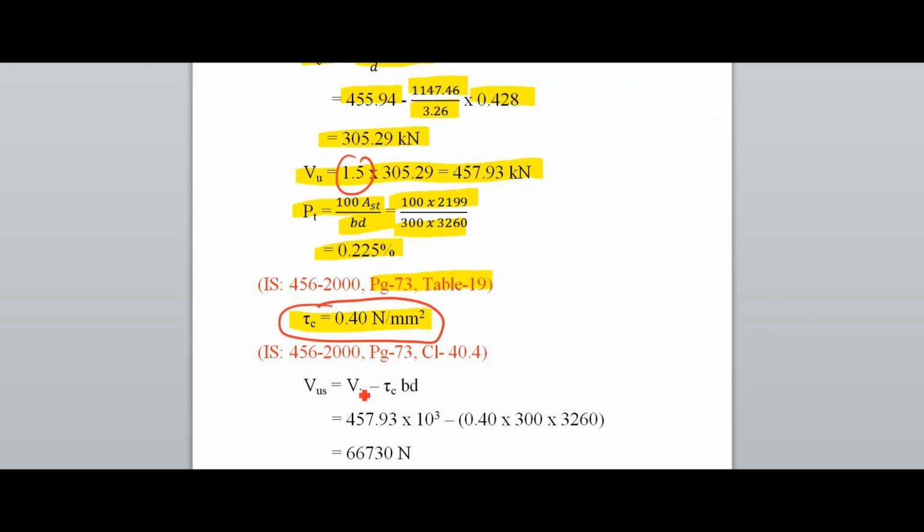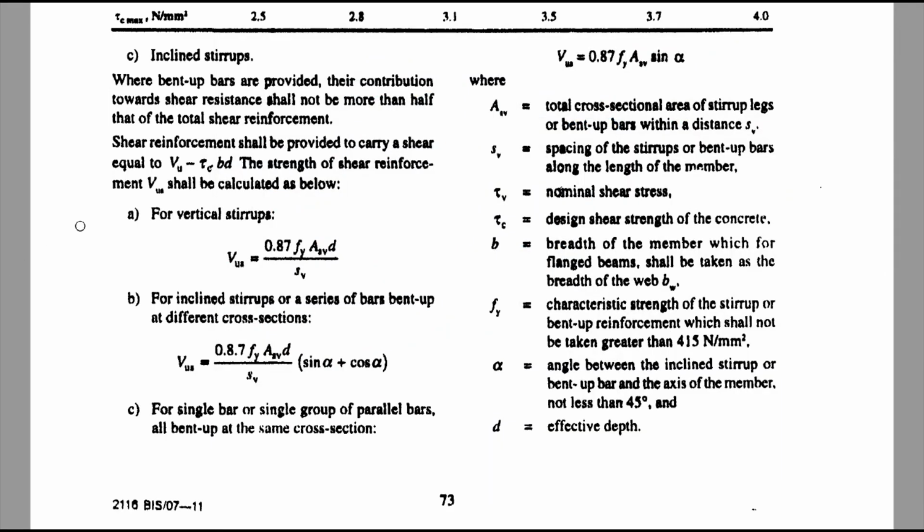Okay. Now there is IS 456:2000, page number 73, clause number 40.4. We have one equation there. In this example, page number 73, IS 456:2000, clause 40.4, we have the equation Vu minus tau c bd. So what are Vu, tau c and bd? We have all the data, so put the values in the equation Vu minus tau c bd.